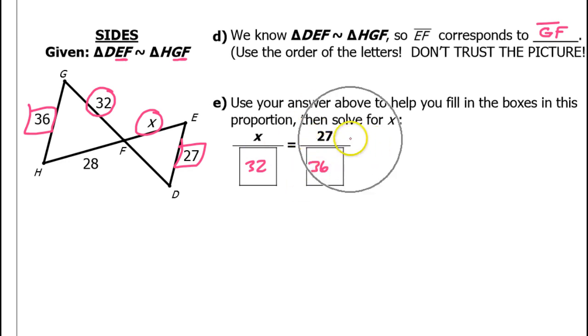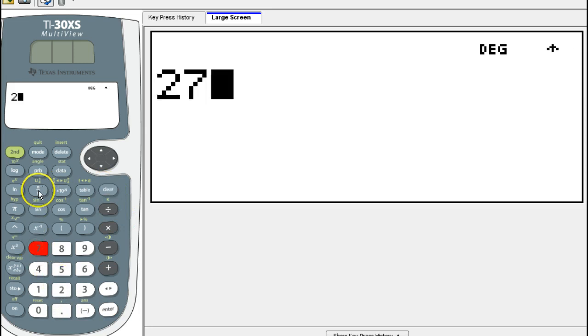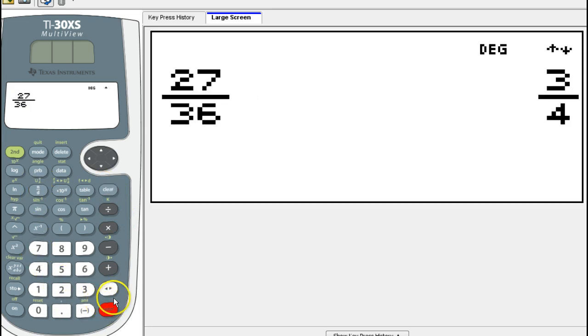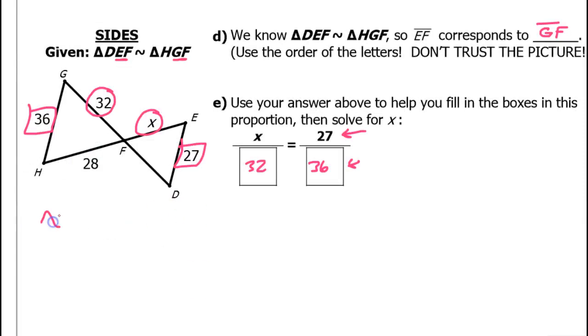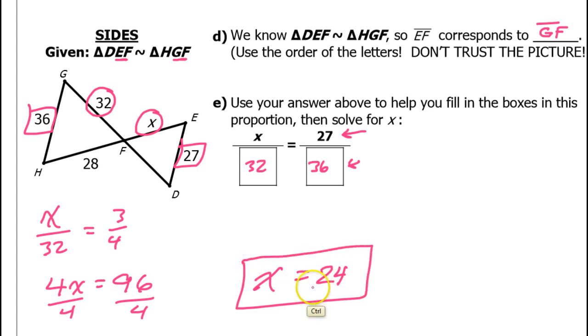All right, and we know how to solve this. I like to reduce, of course. So let's see, 27 over 36. That's 3/4. So this will be X over 32 is equal to 3/4. So when you cross multiply, you're going to get 4x is equal to 96. And then when you divide both sides by 4, what do you get? Do you guys get 24? Right, just double check me. I'm doubting myself now. We're going to get 24.